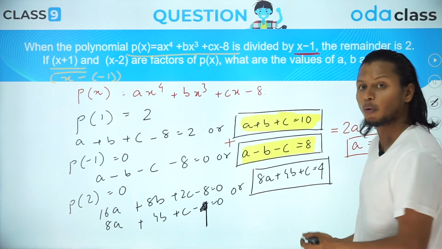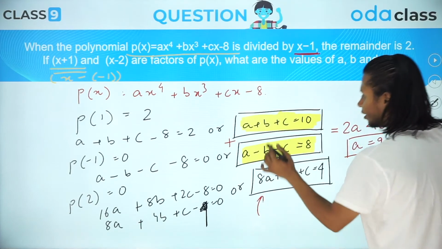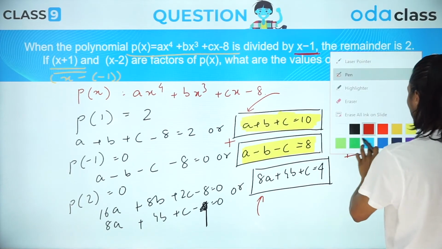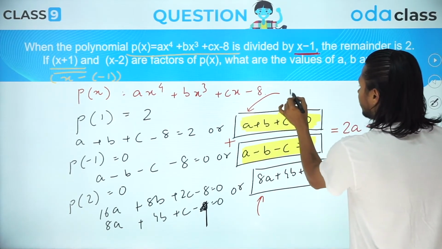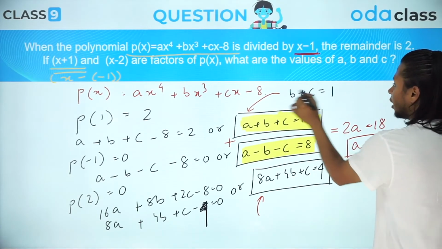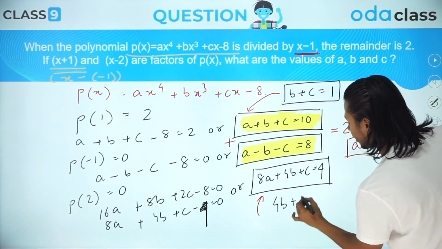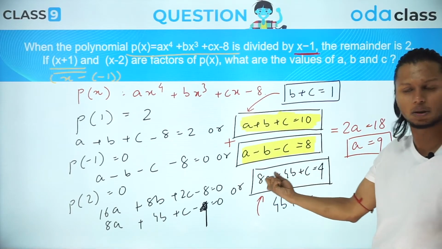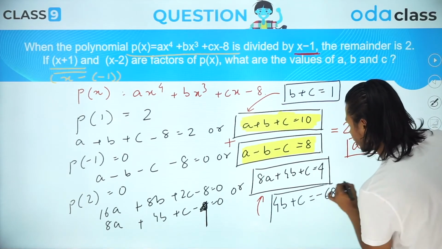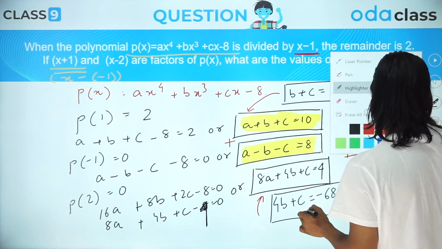Now what do we do? We replace A with this, right? Over here, and you can choose any one of them. Let's choose this. So if I replace them, what will I get? I will get B plus C is equal to 10 minus 9, which is 1, and 4B plus C is equal to 4 minus 8 into 9, which is 72. So this is minus 68. Now these are the other 2 pieces of information that we get. Let's highlight them as well, right?